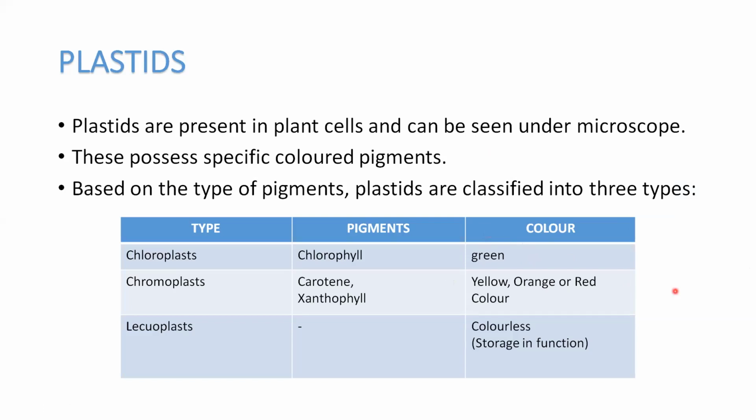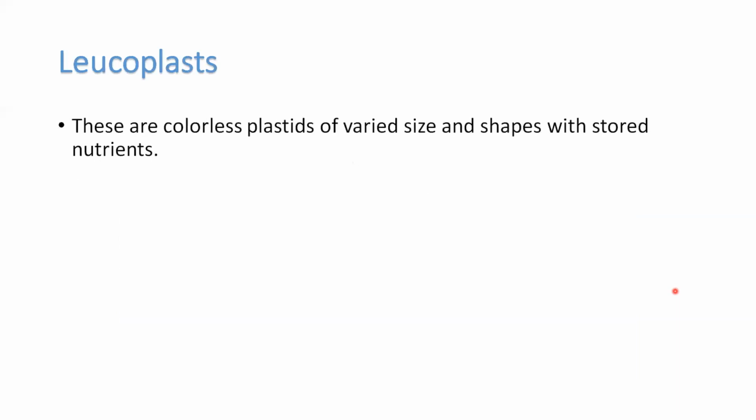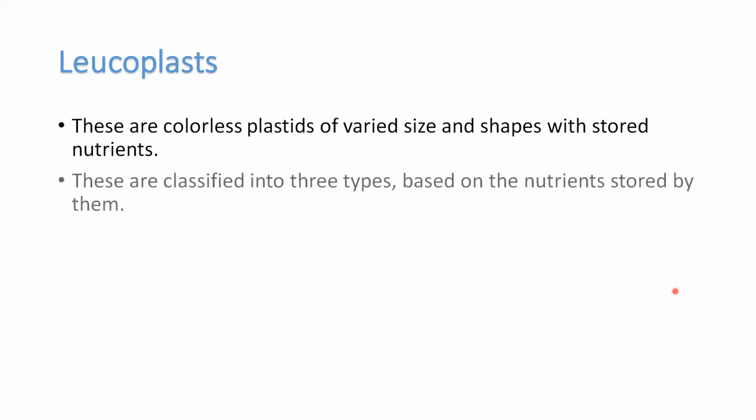Okay, well, let us move to the next slide. So now let us talk about leucoplasts. These are the colorless plastids and they have different size and shape. Leucoplasts function in storage, they store nutrients. The more nutrients they store, the more their size keeps increasing. So there is no boundary for their size.